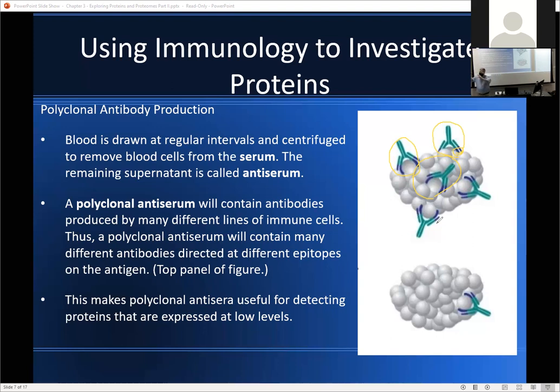So more antibodies binding to that protein is going to make it easier to detect something that's present at low levels. Okay, if we had a monoclonal antiserum like this, and this protein were present at low levels, you can imagine that it's going to be harder to detect because we don't have as many antibodies, I should say, binding to it. Okay. But there are some situations where having a monoclonal antibody is desirable. And we can make monoclonal antibody lines.